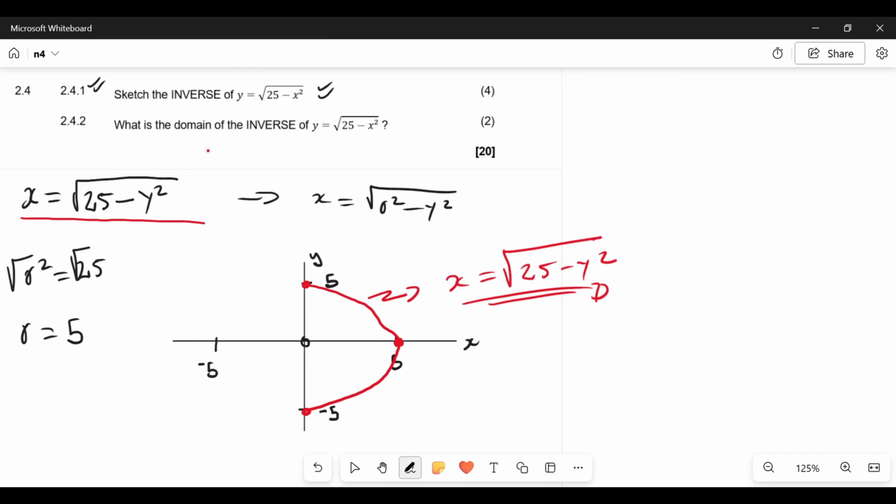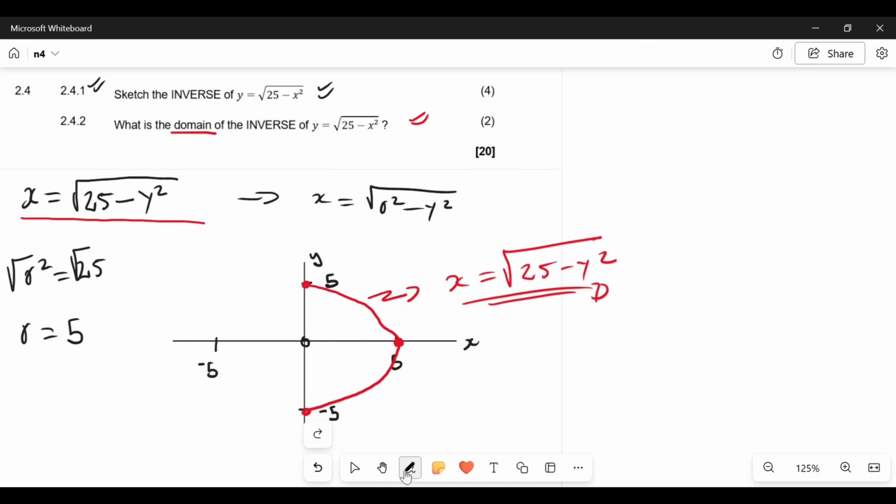Now for 2.4.2, they want us to find the domain of this inverse graph. The domain, guys, is based on the x-axis. If they ask you about the domain, they want you to tell us where the graph starts and where it ends on the x-axis. If you look at our graph, I'm going to use green. Our graph starts from here. At this point, when you look at x, that is 0, right? And where does our graph end? It ends there at positive 5.